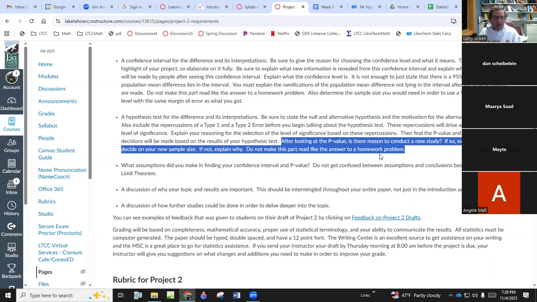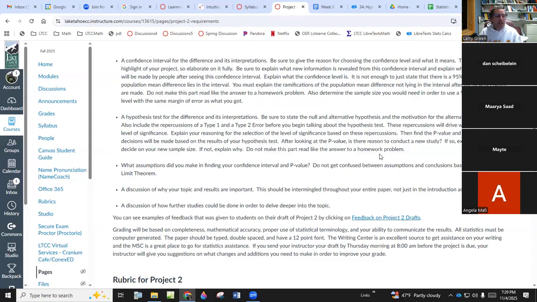If your level of significance is 0.05 and the p-value is 0.06, you say, oh, I'm so close. I still think I might be right, but I wasn't able to show it. Now a new study with a bigger sample size would make sense.